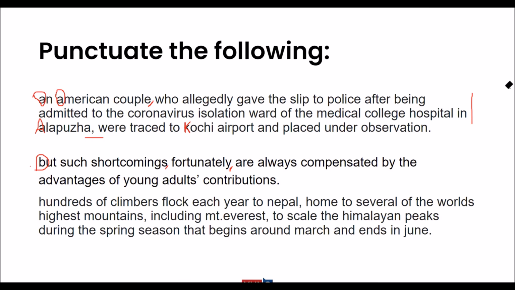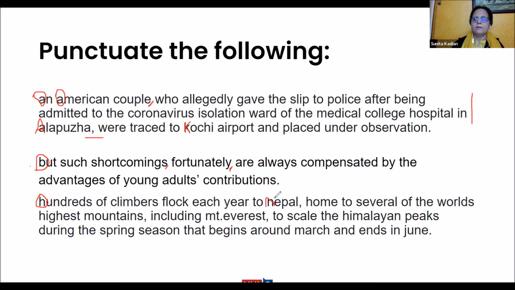Yes, go ahead. H should be capital. H should be capital, okay. And there should be a comma after hundreds of climbers. Why should there be a comma after hundreds of climbers? Because, reason. Hundreds of climbers flock each year. Okay, there's a comma after Nepal. N should be capital in Nepal. So here there should not be any comma, because hundreds of climbers is the subject and flock is the verb for it. So yes, Nepal, N should be capital. All right.